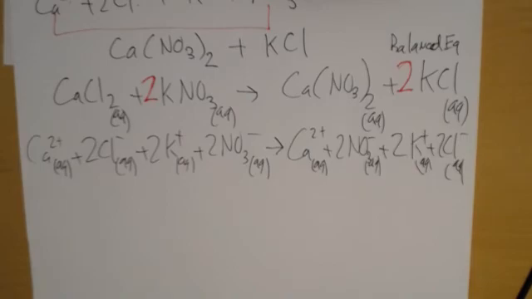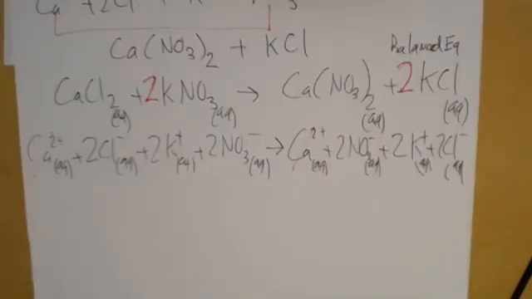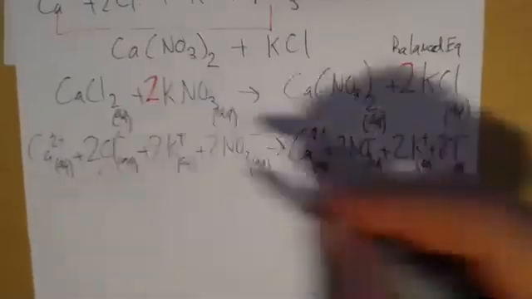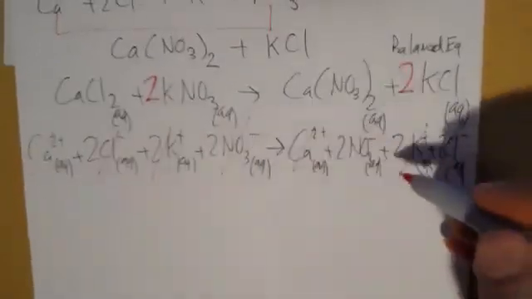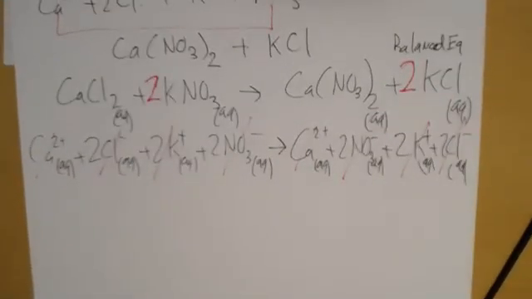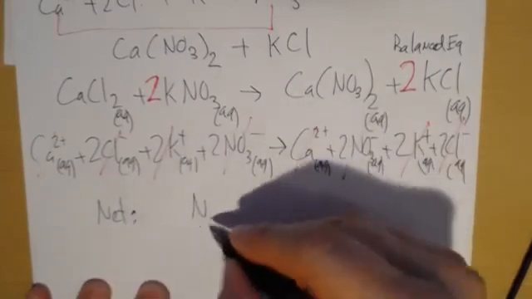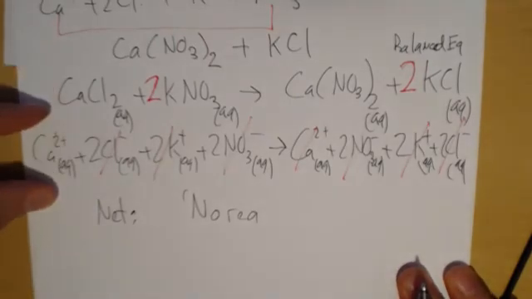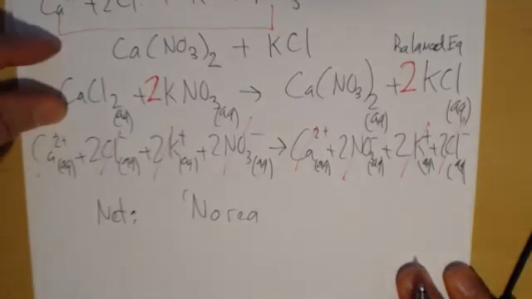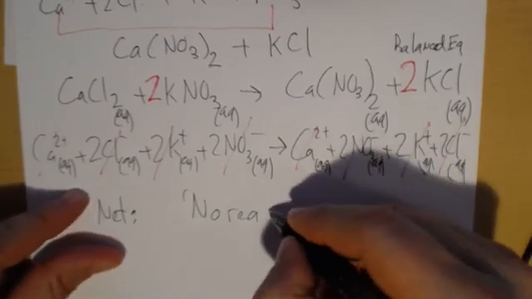What cancels? Anybody? I see calcium. Calcium's gone. Chloride's gone. Potassium's gone. It's all gone. There's nothing left. So this is why you can think of it as a null set. So what you need to write for your net is no reaction. You can show the balanced equation and the total ionic, but for the net, you better say no reaction because there's nothing left.